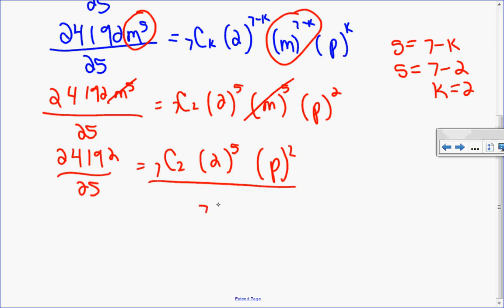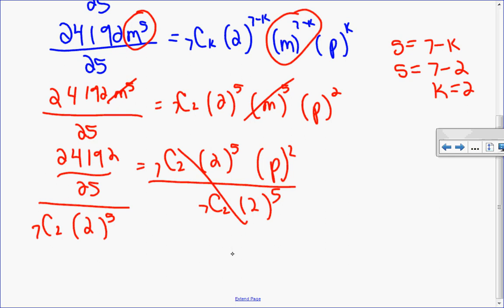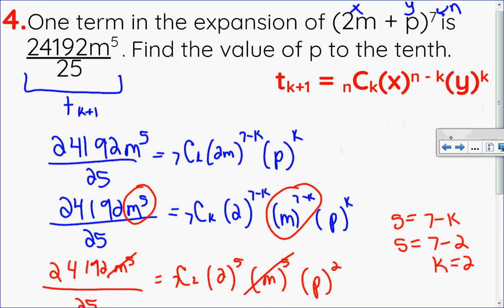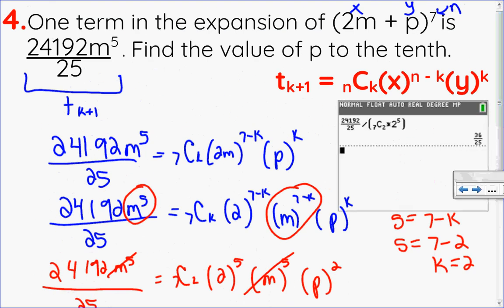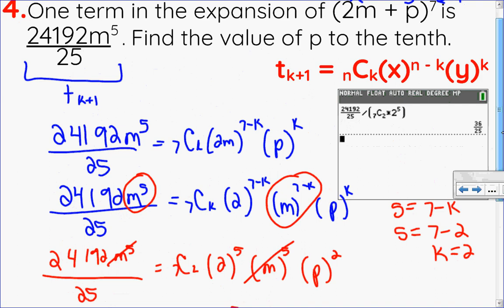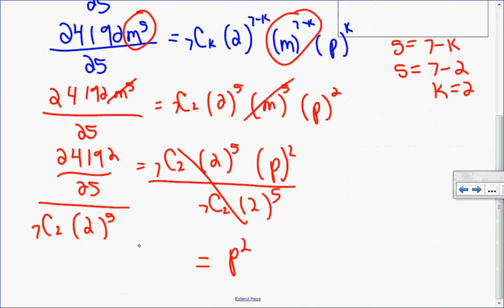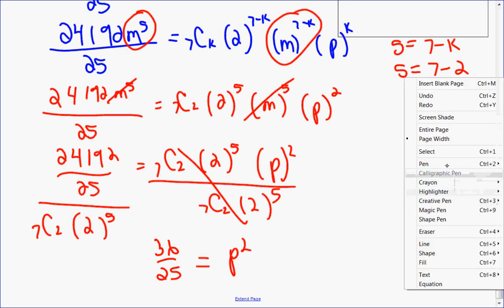So I am going to divide both sides by 7c2, 2 exponent 5. That's just a number. So that is gone, and I'm going to be left with p squared. So I put this into my calculator to figure out what my numerical value is. So I plug it into my calculator like that, and I get 36 over 25.